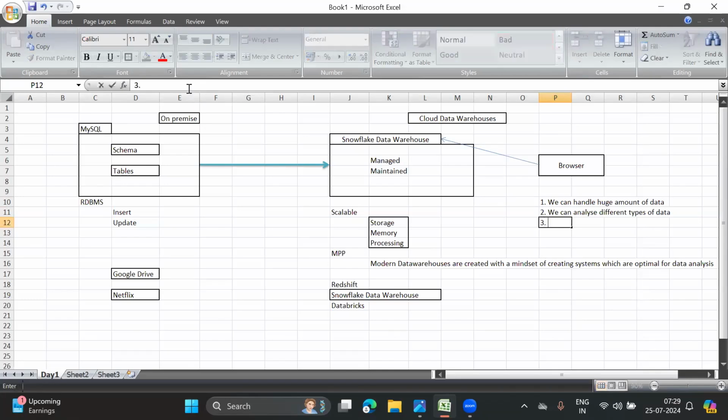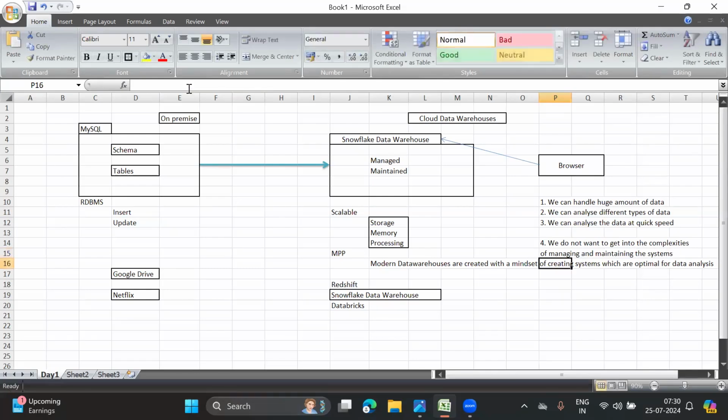And finally, as we have already seen, we can not just store, but analyze the data at quick speed. So these are the mindsets of the system. And again, as we have already discussed, I also want to mention over here that we do not want to get into the complexities of managing and maintaining the systems. This is also very, very important. So these are the main things, these are the nice things.